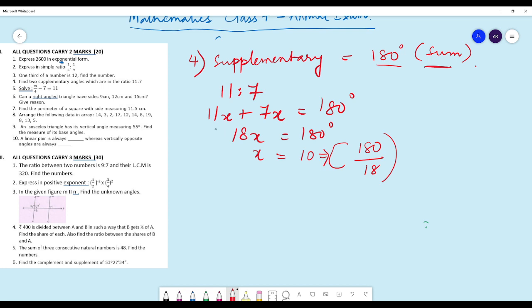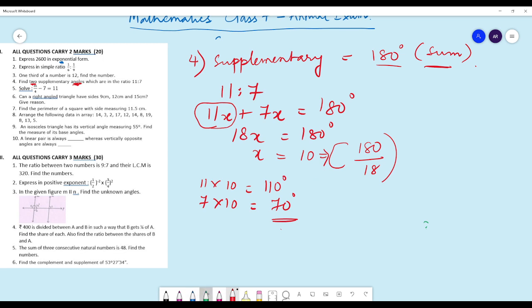Now we convert. We do not leave the answer at this point. As I always say, you have to look for what has been asked. Here it has asked you to find two angles, right? So the first angle is 11x. You simply multiply it by 10 and you get 110 degrees. And the other angle is 7x. So you multiply it and you get 70 degrees. So these two will be your supplementary angles, which are in the ratio 11:7. Okay, so that gives you the solution for question number 4.